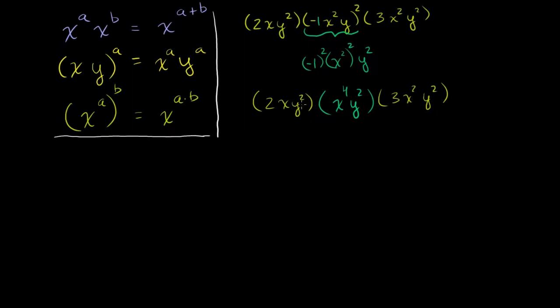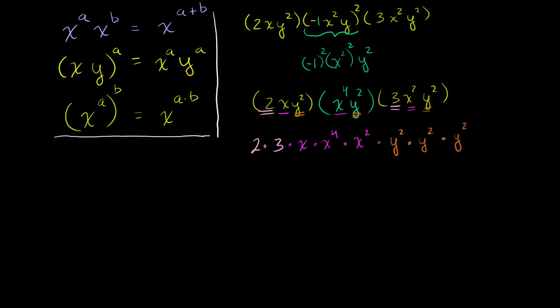So I can just rearrange. We're just multiplying 2 times x times y squared times x to the fourth times y squared times 3 times x squared times y squared. So I can rearrange this so that it's easy to simplify. I can multiply 2 times 3, and then I can worry about the x terms. Then I have times x times x to the fourth times x squared times x squared. And then I have to worry about the y terms. Times y squared times y squared times another y squared times another y squared times another y squared.